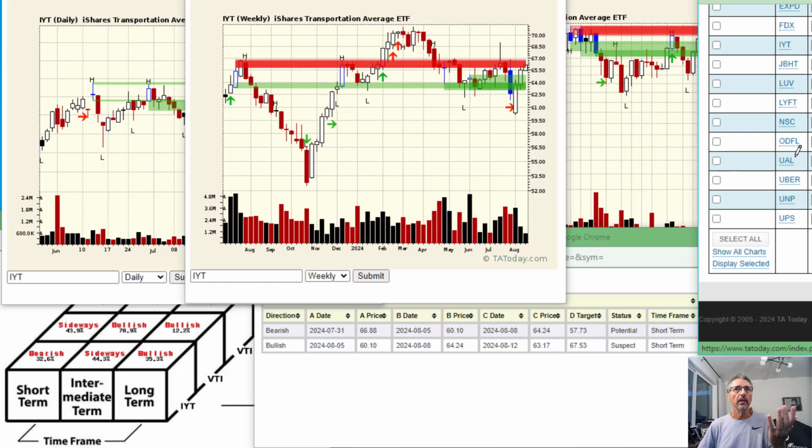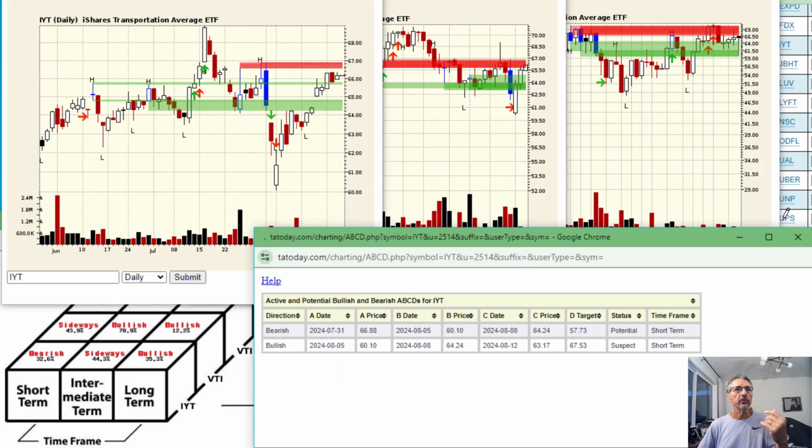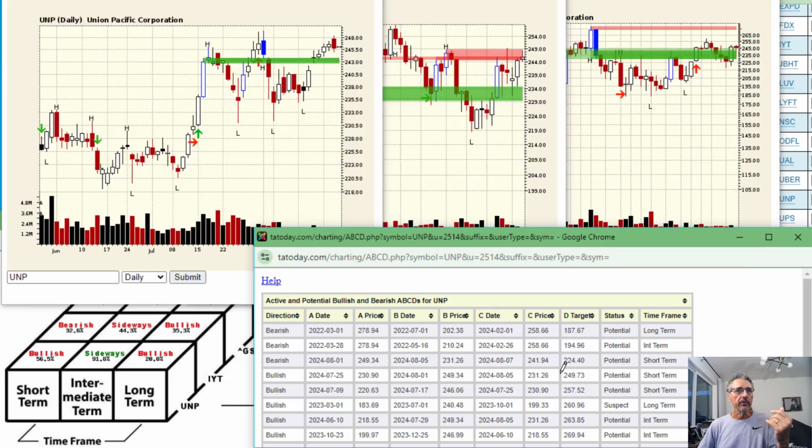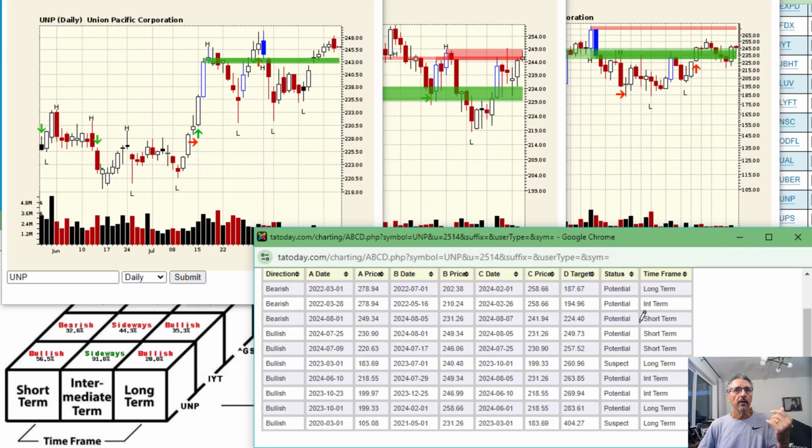Then you got UPS and FDX, the air carriers, well, mail carriers, if you will. So let's take them one by one. We'll start with the highest weighted one. And if we look at it, you can see all the ABCD structures, lots of them, right? If you just glance down this row, which ones are activated, which ones are actually in progress.